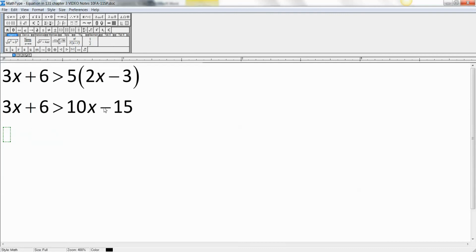Now let's see what. We want to get the x's to one side and the other stuff to the other side. It kind of doesn't matter which way you go. So, I don't know, for the fun of it, how about I subtract 10x from both sides?